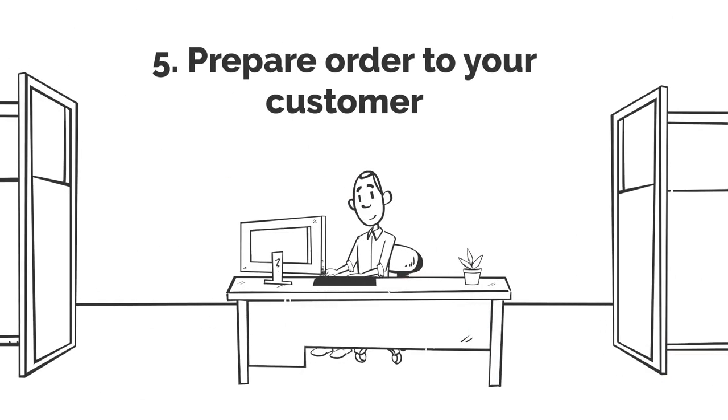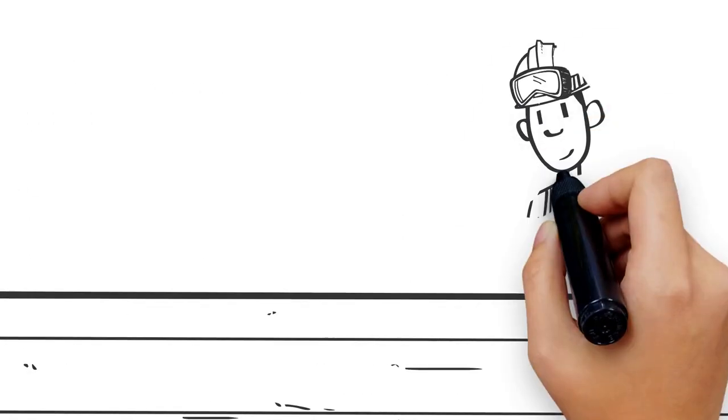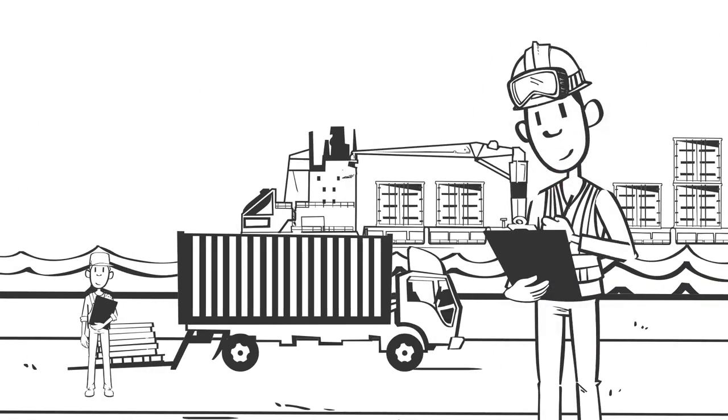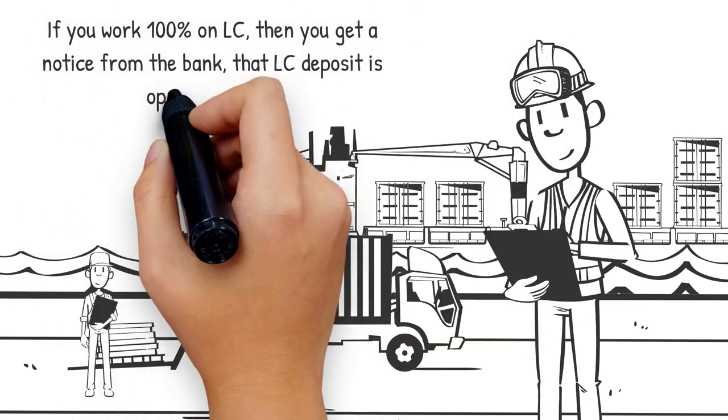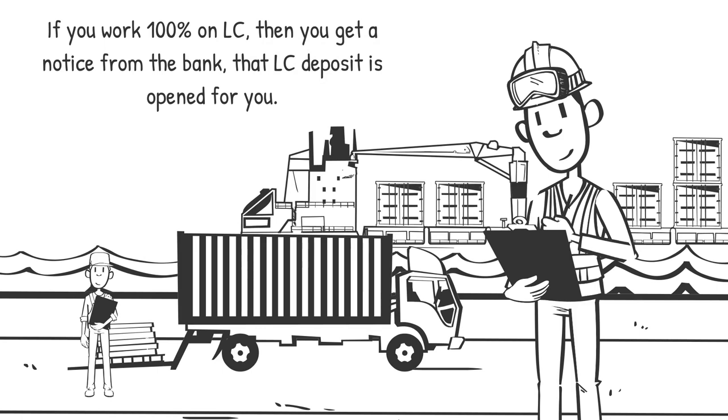5. Prepare the order for your customer. Now, you have received the advance payment from your customer. This means the order is confirmed. If you work 100% on LC, then you get a notice from the bank that the LC deposit is opened for you. Next, you need to arrange the agreed order for the buyer. You need to send the order to the shipping port. The exporter can use a freight forwarder to collect, pack, and send the goods to the shipping port.